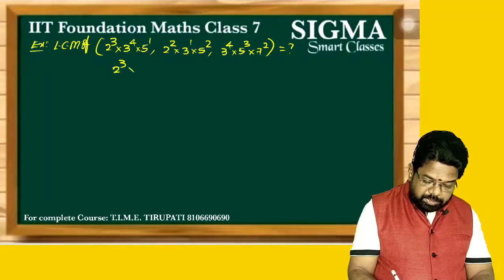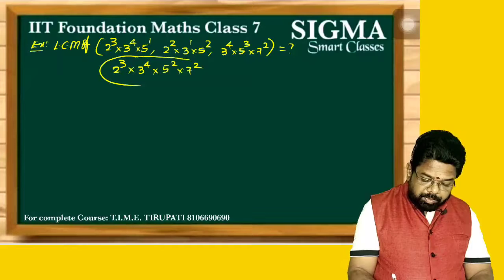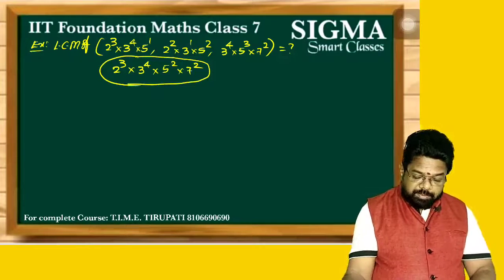Now for 3, you have to take the highest value, 3 power 4 is the highest value. So 3 power 4. Now 5 power highest is 5 power 2. Now 7 power highest is 7 power 2. So these are the values we have: 2 power 3, 3 power 4, 5 power 2, 7 power 2. This is the LCM for the given values.